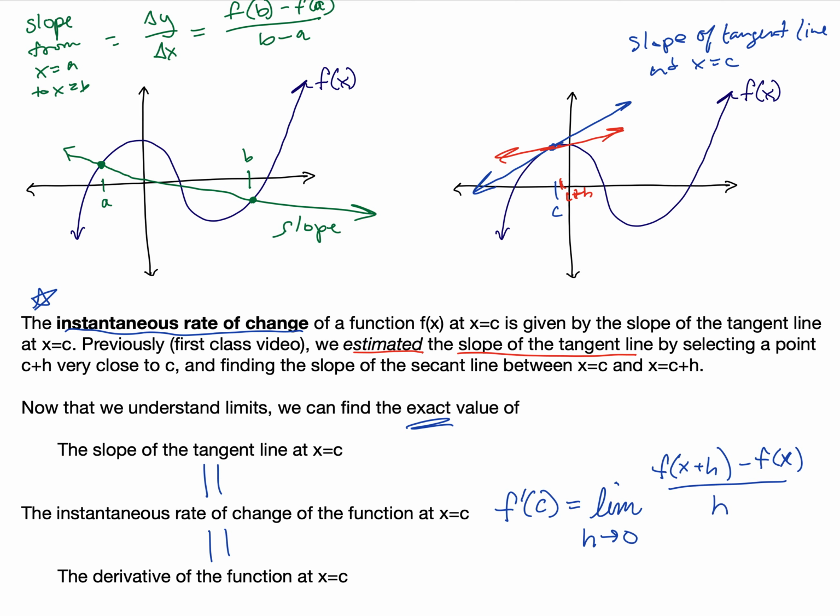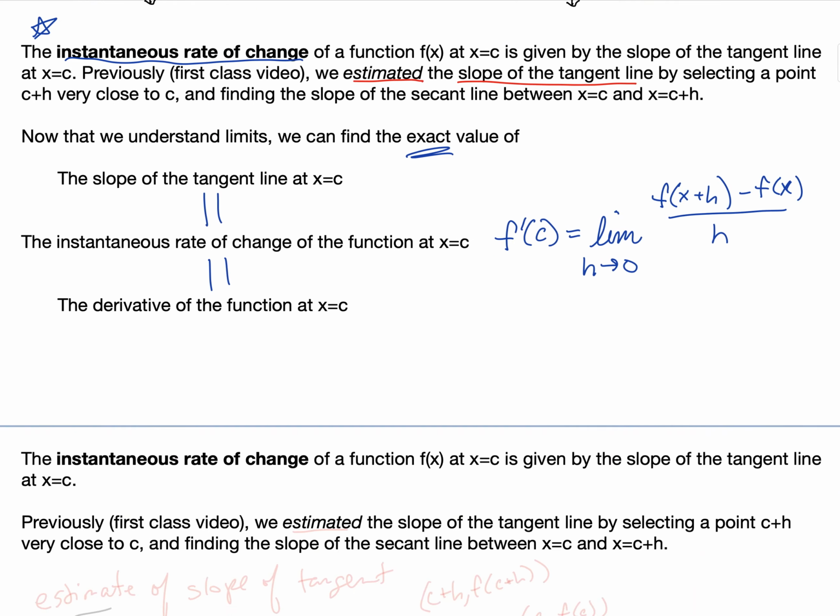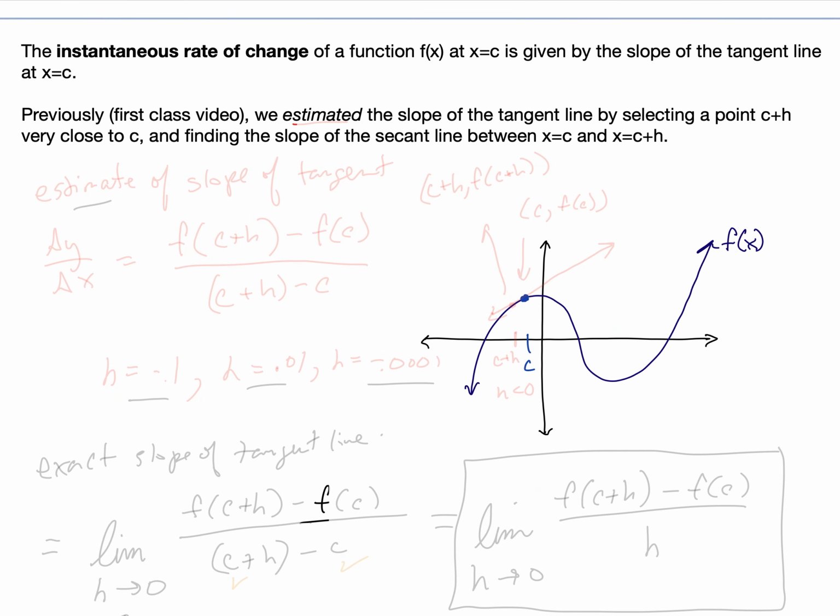So let's just see where that comes from. As we said, the instantaneous rate of change of a function is given by the slope of the tangent line at c. Previously, we estimated that slope by selecting some point c plus h, and h could be a negative value or a positive value. Here h is less than 0. We want to estimate the slope of the tangent line by picking that point and then finding the slope between those 2 points.